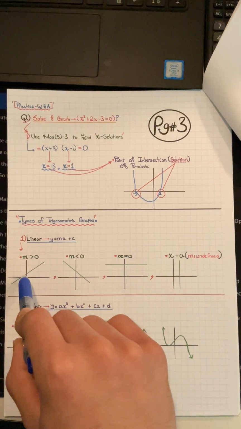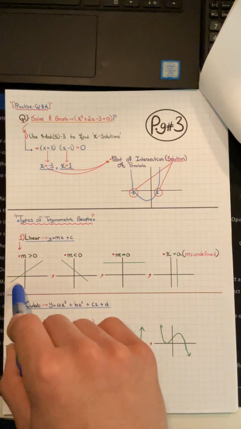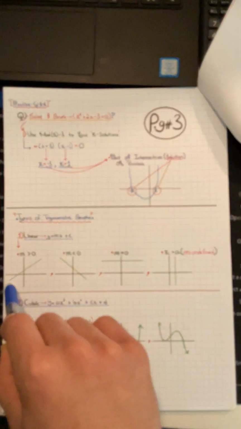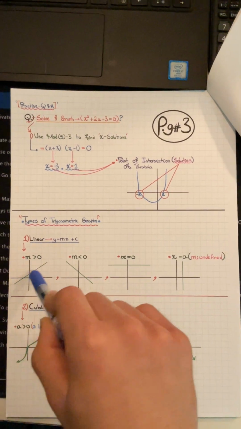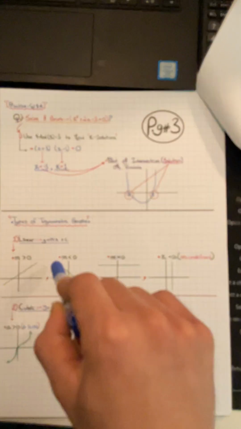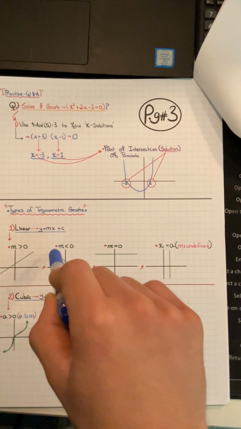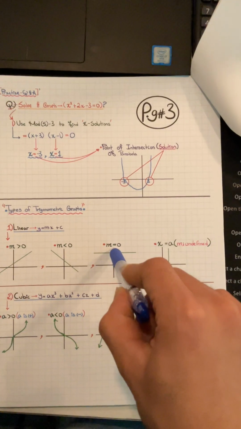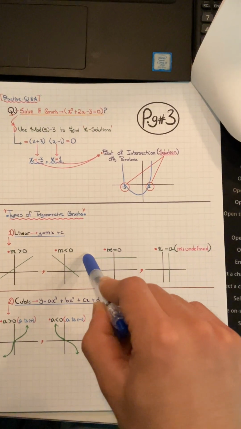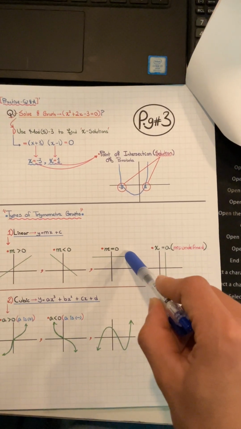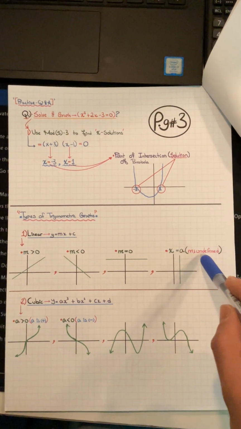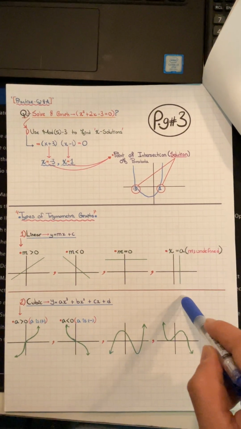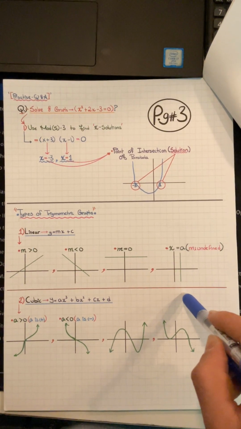When the gradient is greater than 0, the line is moving from left to right upward. If the gradient is less than 0, left to right downward. If the gradient is equal to 0, there is no slope, so it is a horizontal line on the vertical axis. If it is equal to a, then it is undefined: a vertical line on the horizontal axis.